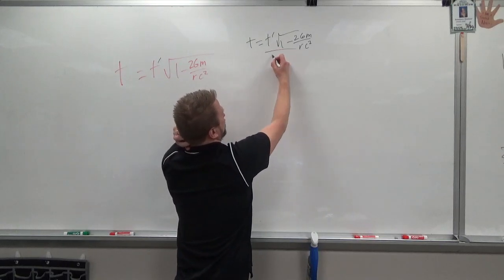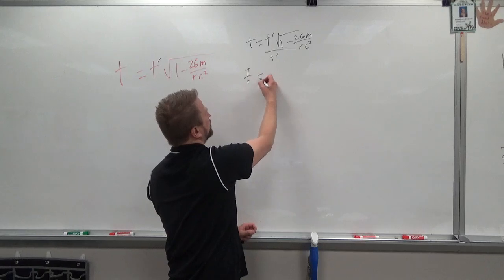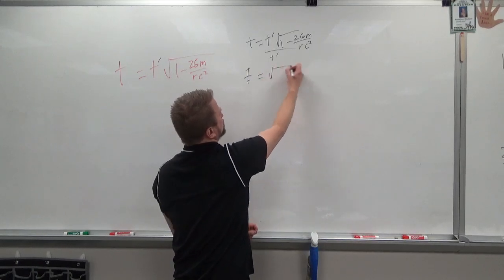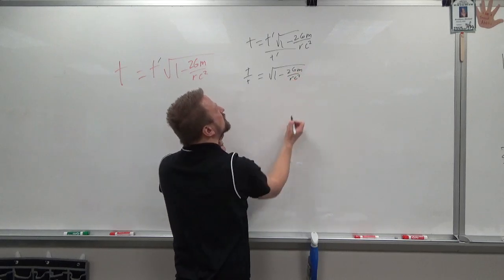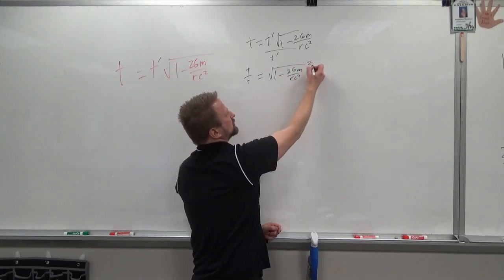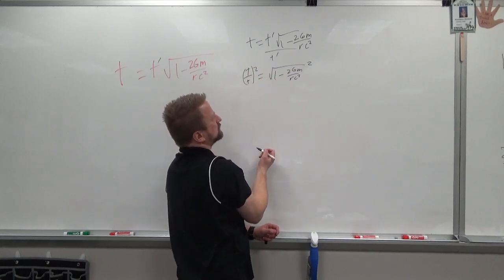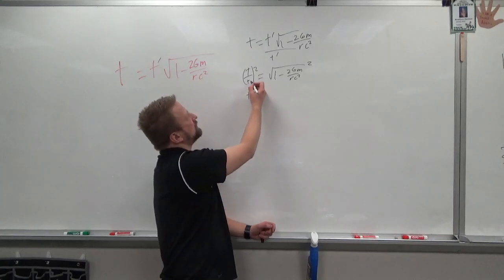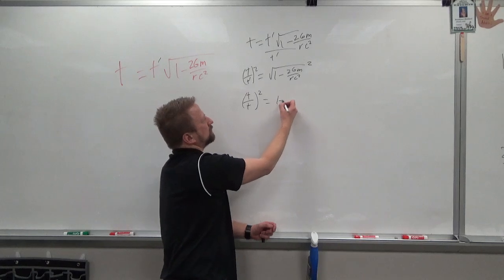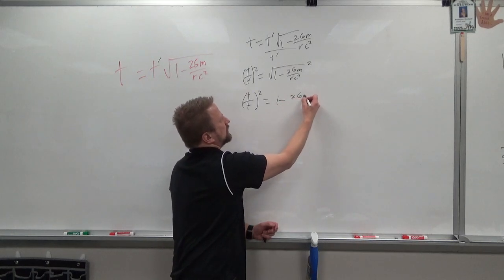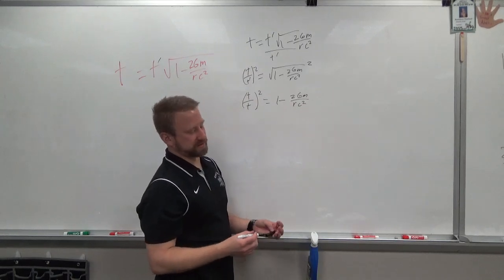So I'm going to first divide by t. So I get t prime divided by t equals the square root of 1 minus 2GM over r c squared. I have to get rid of the square root next before I can do anything. So I'm going to square both sides. So I get t prime over t, squared, equals 1 minus 2GM over r c squared. This is terrible.